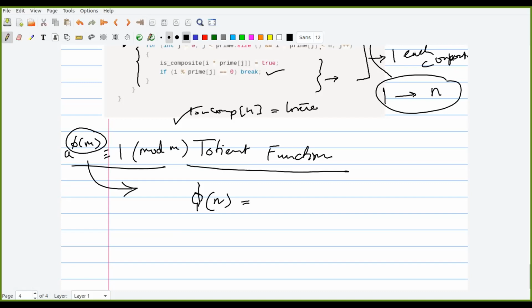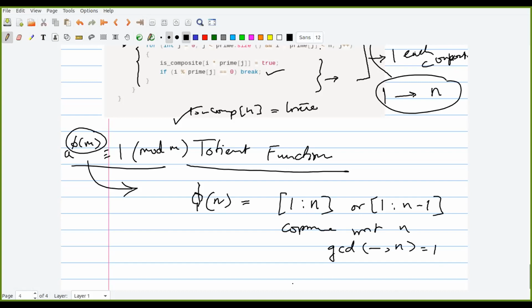Suppose you have a number n. Phi of n denotes all numbers from 1 to n minus 1 which are co-prime with respect to n. The range, 1 to n minus 1 or 1 to n, doesn't really matter. You want to say how many numbers are there in this range such that they are co-prime with respect to n. What does co-prime with respect to n mean? Basically, the GCD of that number with respect to n will be 1.